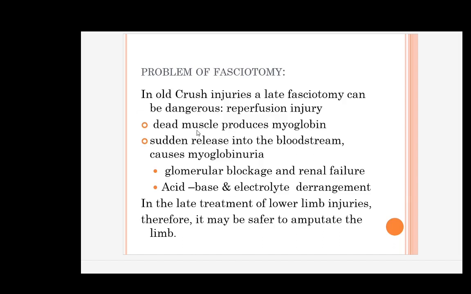Now, there are one or two problems of fasciotomy that we need to know. The longer you wait before you do a fasciotomy, the more problems you're likely to have. Because as a result of decreased blood flow, there is a lot of accumulation of lactic acid because of a shock state. Shock is basically a condition where the perfusion coming into that area and bringing oxygen supply is not adequate enough. So a lot of lactic acid is generated and accumulated in that area.